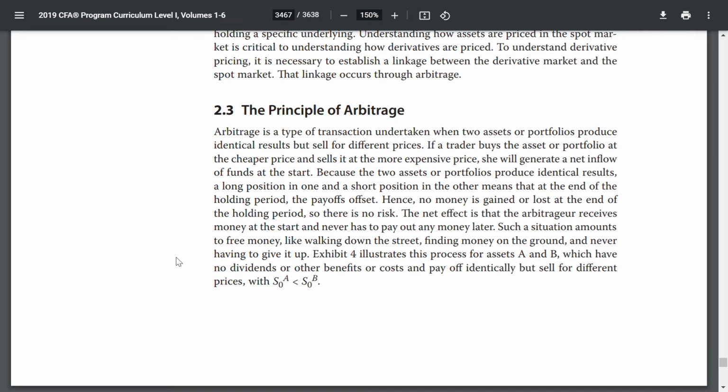The net effect of the arbitrage is that one receives money at the start and never has to pay out that money later. Such a situation amounts to free money, like walking down a street, finding money on the ground, and never having to give it up.